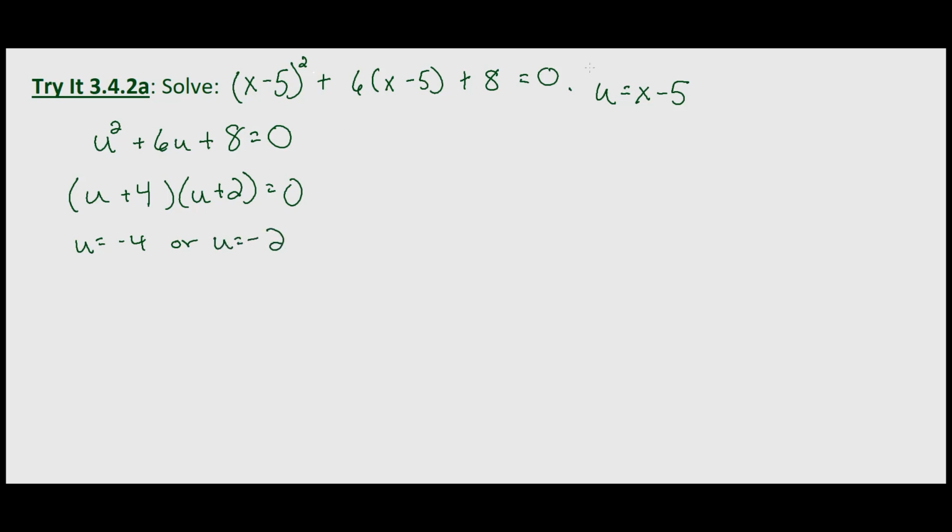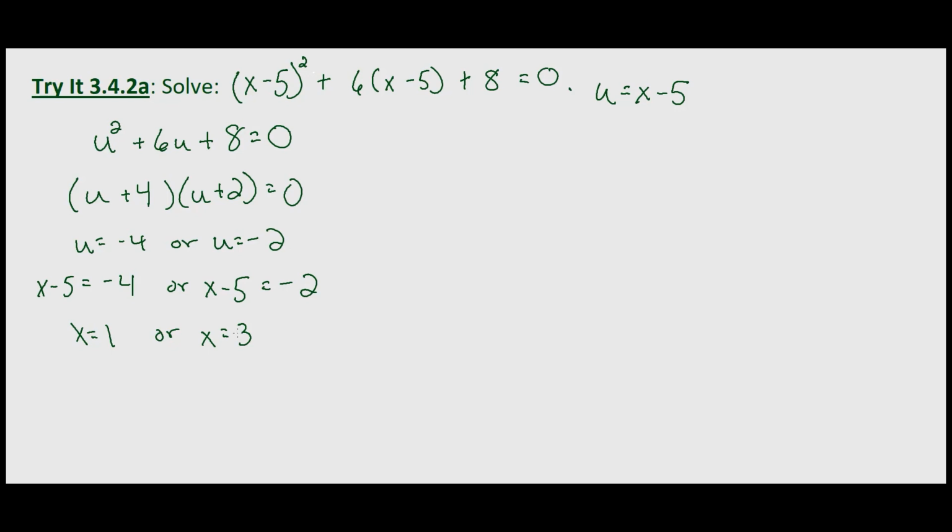And now we'll back substitute. If u equals x minus 5, well then x equals u plus 5. So x minus 5 equals negative 4, or x minus 5 equals negative 2. Add 5 to both sides, and we'll get x equals 1 or x equals 3.